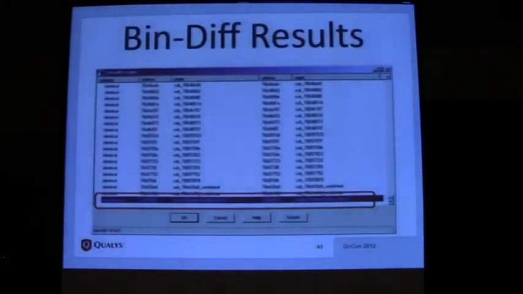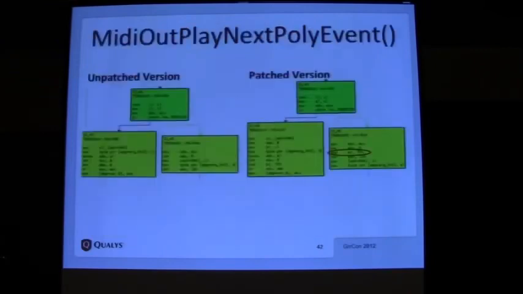So let's do a binary diffing again. You see that TurboDiff tells us that to fix this vulnerability, Microsoft changed just one function. All the other functions look identical and there was only one function that was changed. So let's try to analyze what the function change was. The function name is midiOutPlayNextPolyEvent.